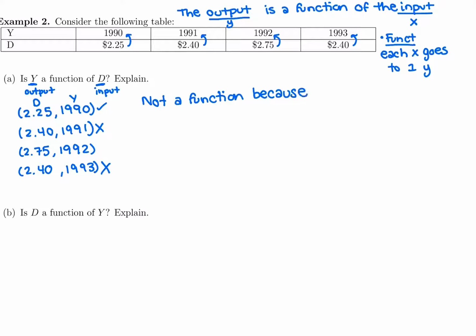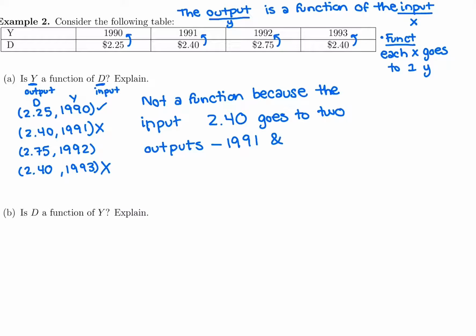because the input 2.40 goes to two outputs. Those being 1991 and 1993. And that's not allowed. Each x can only go to one y. Each input only can have one output. So that way of saying it is not going to be a function.